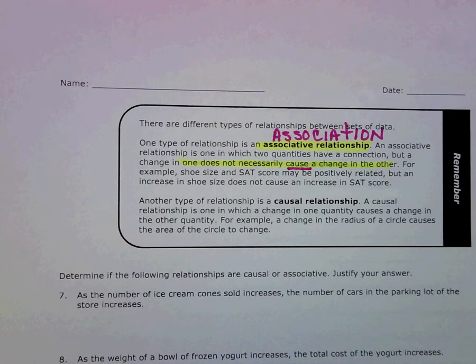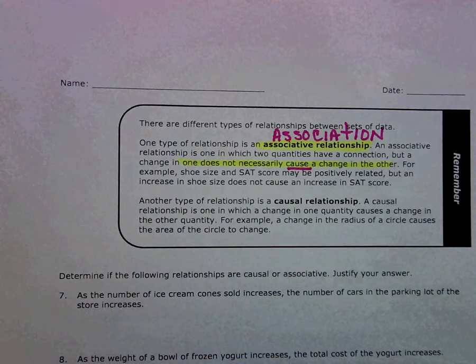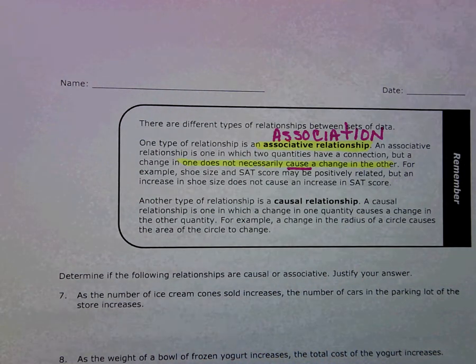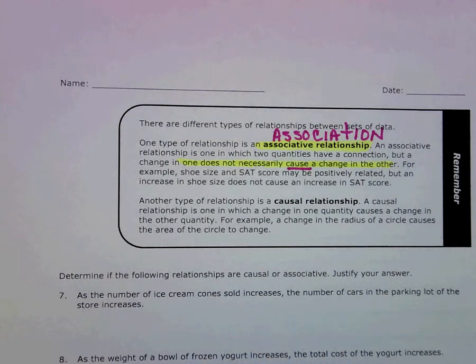For example, in the example here, if we were to graph shoe size compared to your SAT score, we might see a positive association because obviously the older you are, the bigger foot size you're going to have, and the older you are, the better you're going to do on the SAT than, say, a kindergartner.